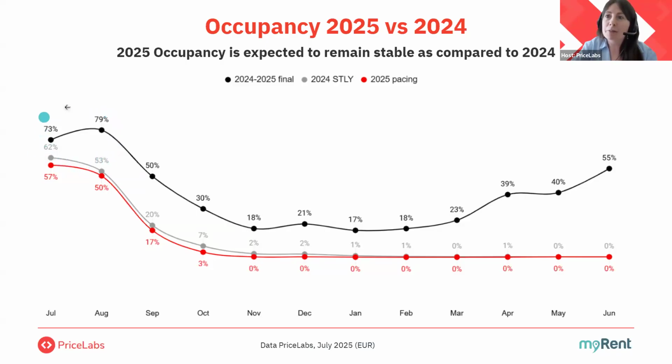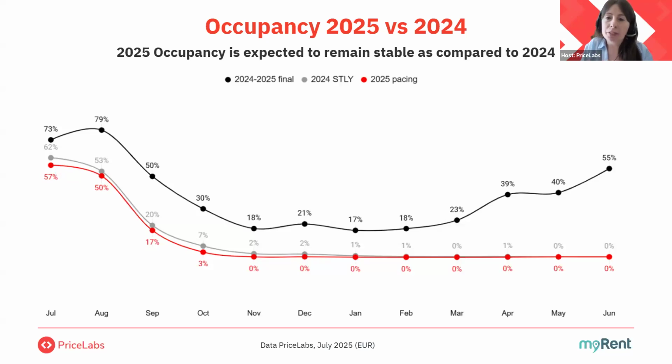So now we are in the months where we can see the highest occupancy, and it will be likely the same scenario this year. The gray line is overlapping the red line, which is a good sign because it means that we are pacing more or less at the same level as last year. There is just a small drop, as you can see. So for example, in July, we were at 62 as of now, and now we are 57.